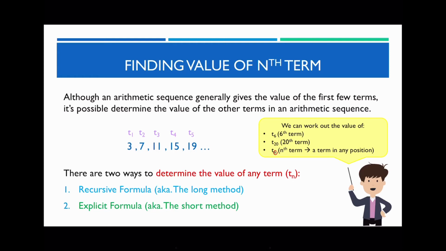The first way is by using the recursive formula, and that's what we're going to be looking at in today's lesson. But this method is a bit more tedious. It's a bit longer to work out. But there's also a shorter way to do it, and this is referred to as using the explicit formula. And we're going to be looking at this particular formula in our next video.